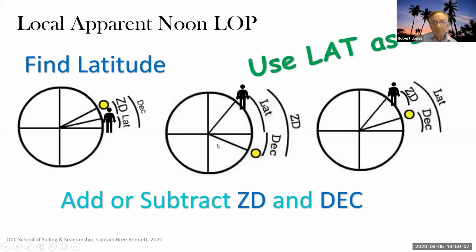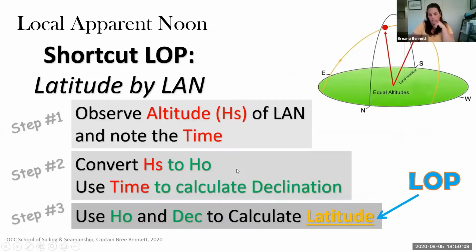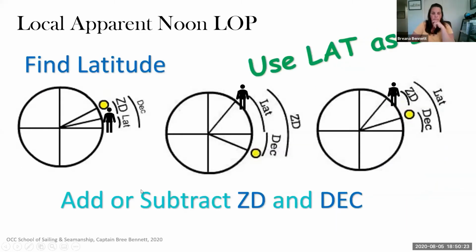So how do we find the latitude? Step 3, I put in here, use HO and declination to calculate latitude. But how do we do that? That is our next slide. We're going to add and subtract our zenith distance.